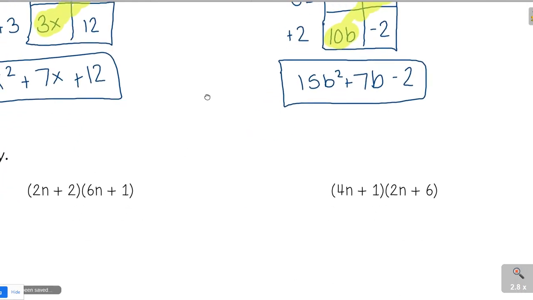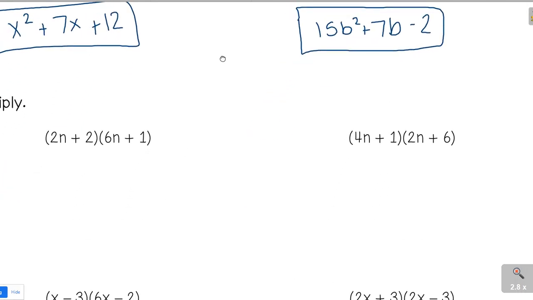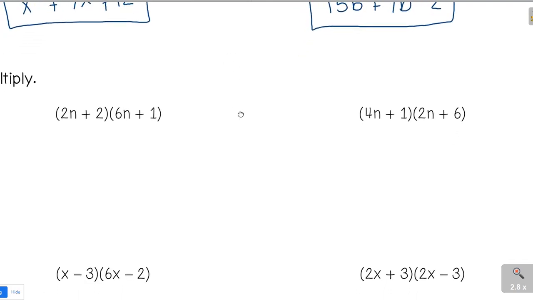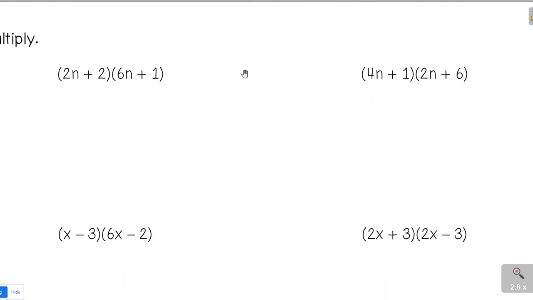There's 6 problems here. You can choose which method you want to use. So you can use any method here. I want you to pause the video, do the 6 problems, and then come back and check your work. I'm going to switch between using foil and box, but you can do whichever one you like. Okay, let's go in and check these problems.